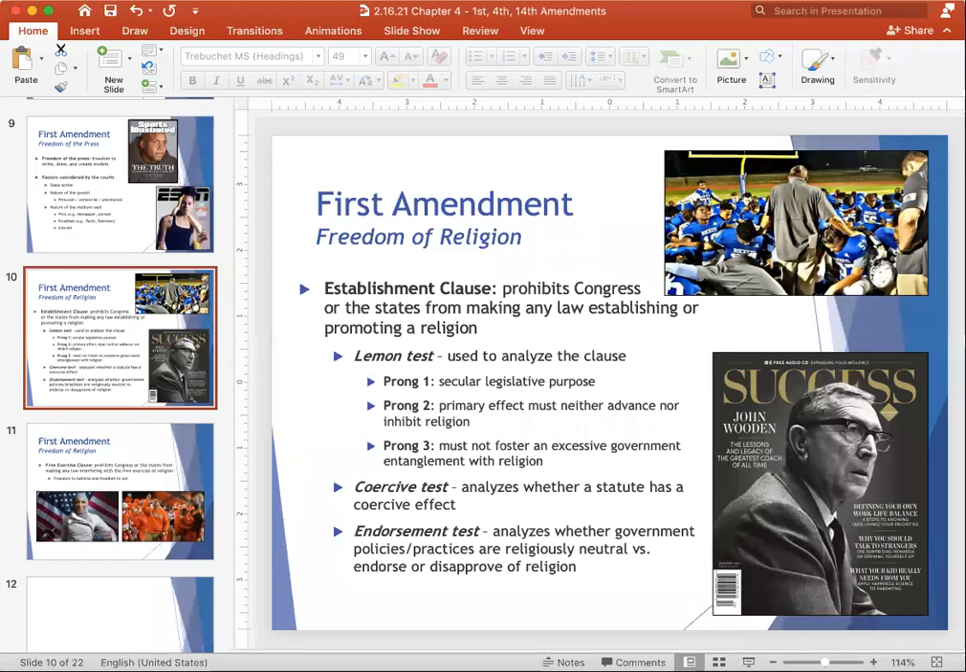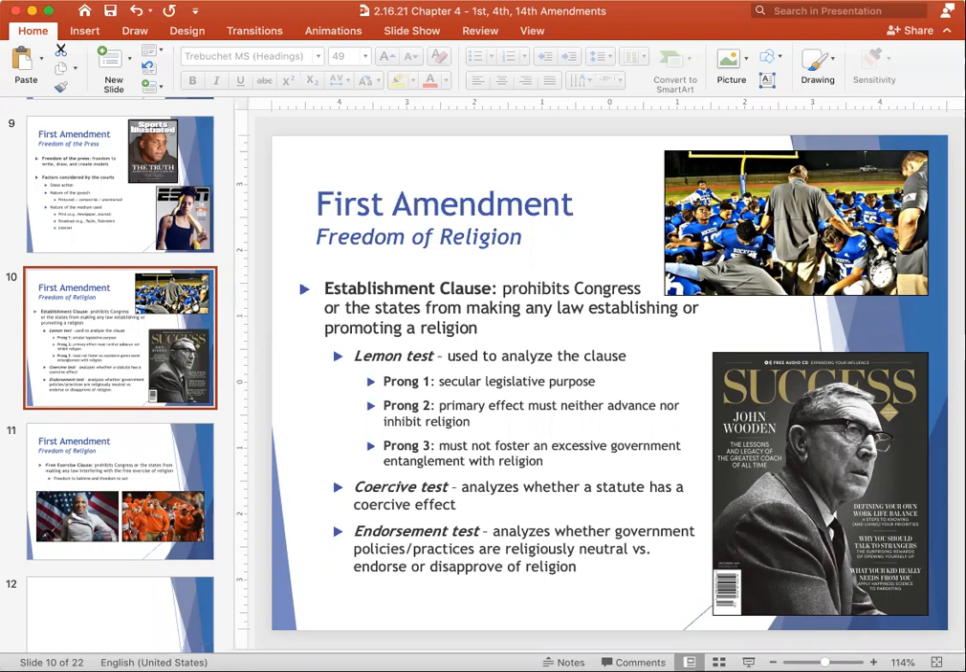Now, historically, the courts have used three different tests to determine, did a state actor promote a religion and therefore impose a specific religion on an individual citizen, which is not permitted under the First Amendment. So they'll use the Lemon test, the coercion test, or the endorsement test. The Lemon test is actually not used very much anymore, just because it's been criticized for not being adequate enough to determine whether there was a violation or not. But you'll see the three prongs that are considered under the Lemon test.